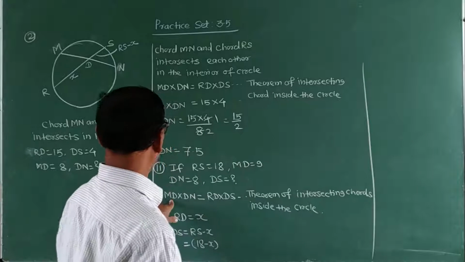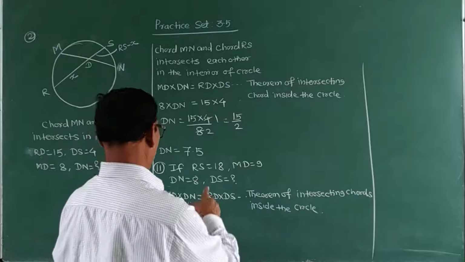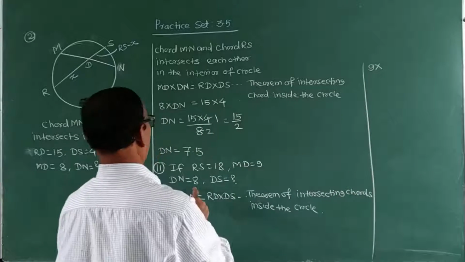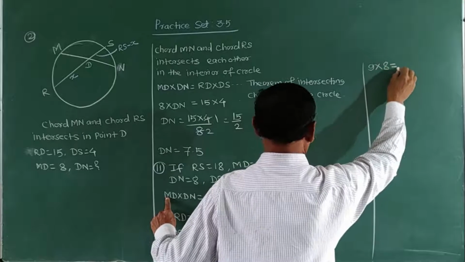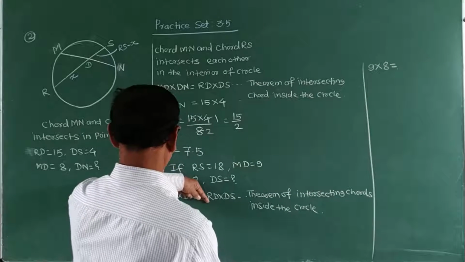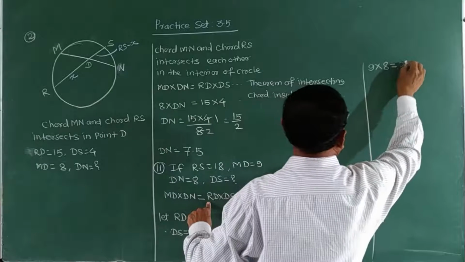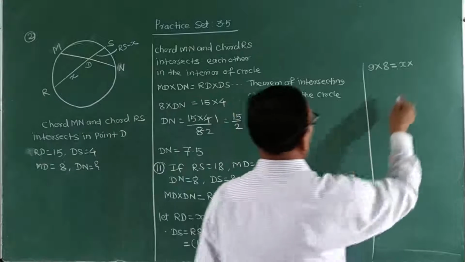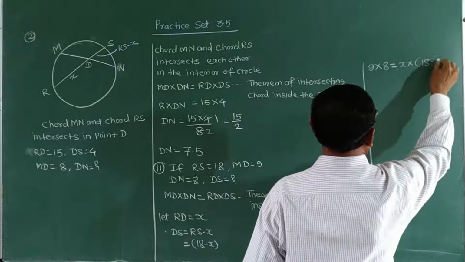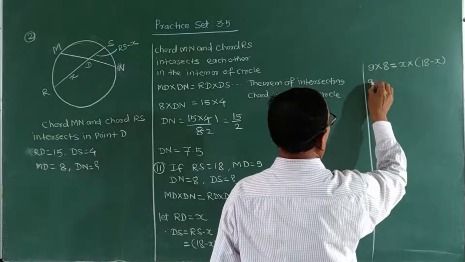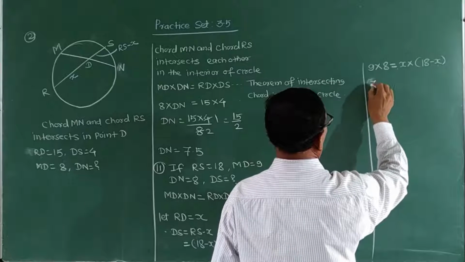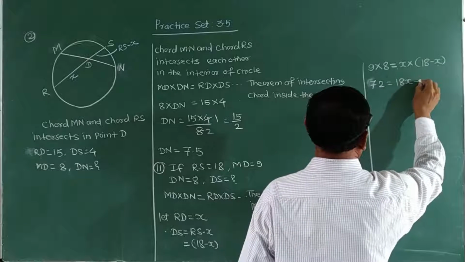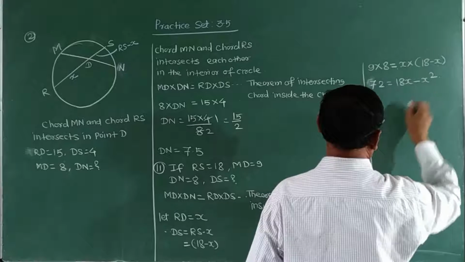Here we will put the values MD into DN. MD is given, that is 9. Then we have DN is 8, equal to RD, RD is X, into DS, DS is 18 minus X. Now 9 into 8 will be equal to 72. X into 18, that is 18x, minus X into X, that is X square.